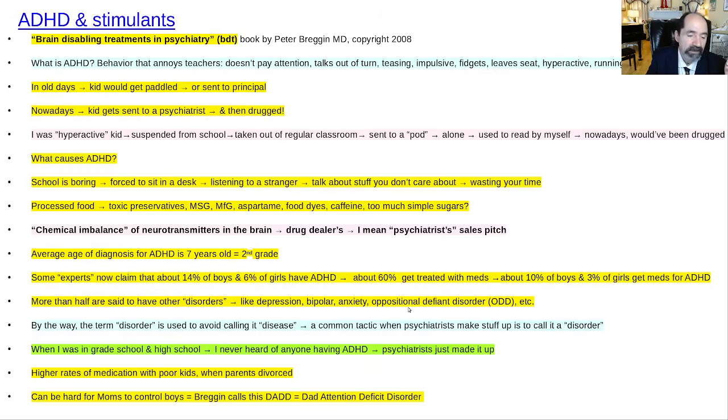You get higher rates of medication for attention deficit in poor kids and when the parents are divorced. So the psychiatrist, Dr. Breggin, thinks it's because kids lack attention from their dads. They're more likely to goof off in school. I don't know, maybe they're just bored. It's another way to kind of subjugate and control the poor and lower their IQs.